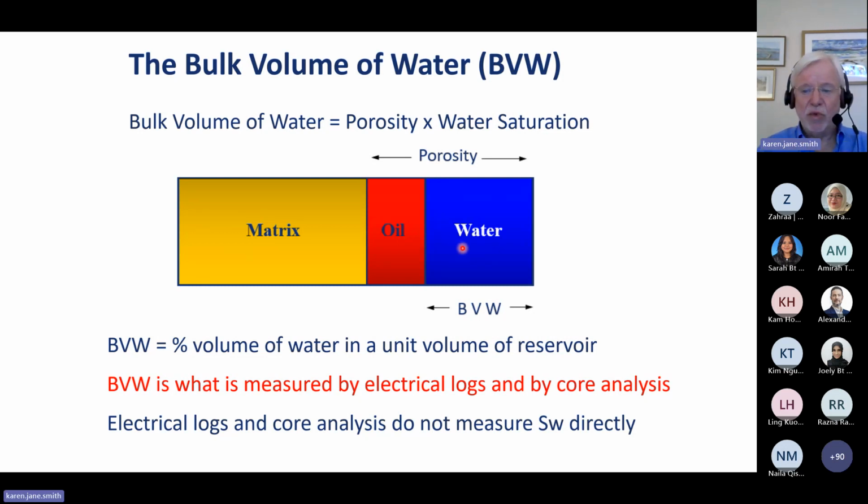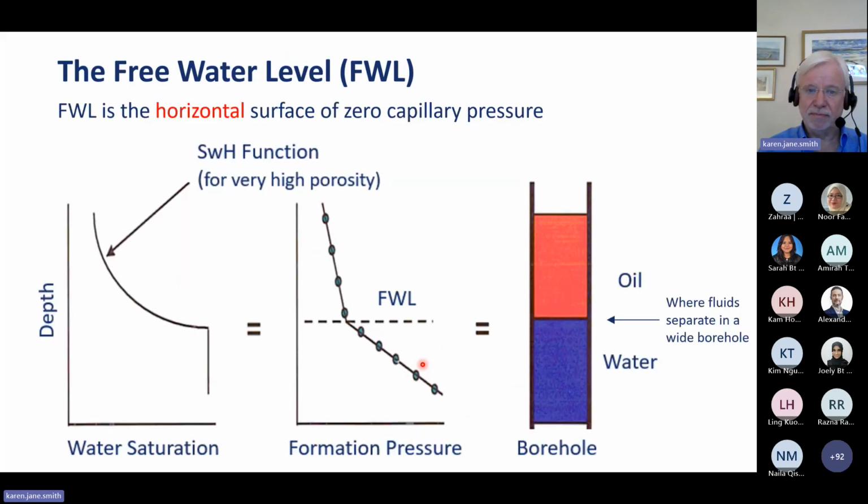Now, BVW is what is measured by the electrical logs. The electrical logs do not measure SW directly. They measure the conductivity of the water in the formation, depending on its salinity. If you send some core away for core analysis, they do not measure water saturation. They measure the bulk volume of water expelled from the rock under different pressures. You can get SW afterwards by dividing BVW by porosity, I'll show you. So it's important that BVW is what we measure as petrophysicists and what we measure as core analysts. And it is what we're going to use in this SW height function.